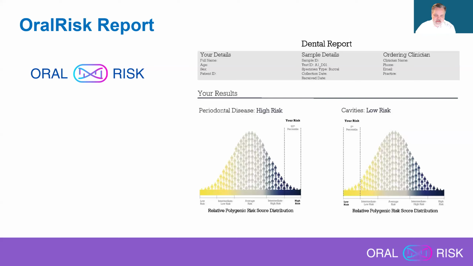What we see here on the left are the results of your periodontal disease risk. You see the curve there, that's the general population. And where that patient individually falls is shown at your risk, at 95th percentile in this case. So this patient falls on the far right. When we look at the caries risk profile, it's the exact opposite. They're in the 5th percentile, so they have a low risk in their genetics for developing cavities.